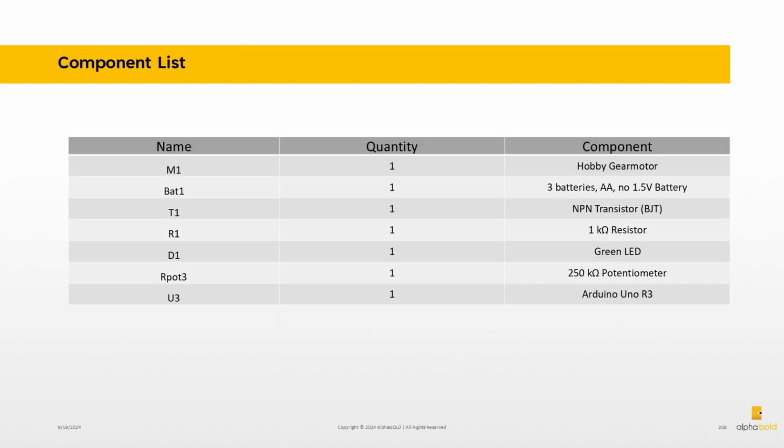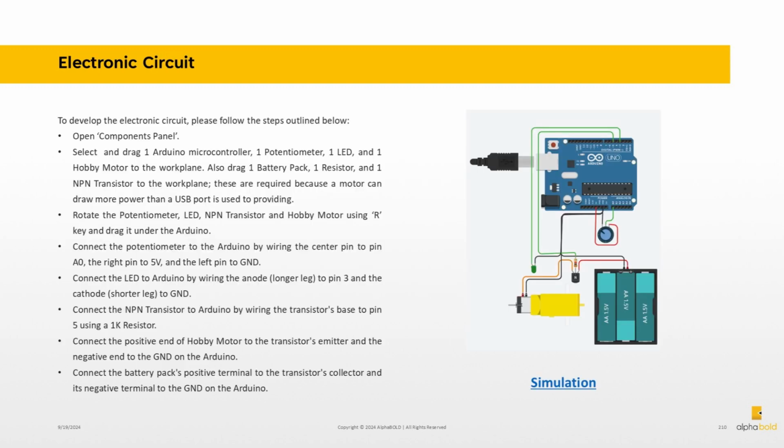For this circuit, you need Arduino Uno with the following components: hobby gear motor, NPN transistor BJT, 1 kilo ohm resistor, green LED, and 250 kilo ohm potentiometer.